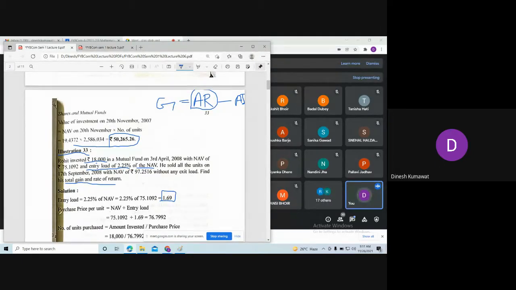Okay, so Dhananjay is saying it is 76.7992 after adding this entry load in net asset value of purchase to obtain the purchase price per unit. Now we know the amount invested and the purchase price per unit. So using these two, we can calculate the number of units. Number of units is nothing but amount invested divided by purchase price. So please do this division and let me know your answer for the number of units.